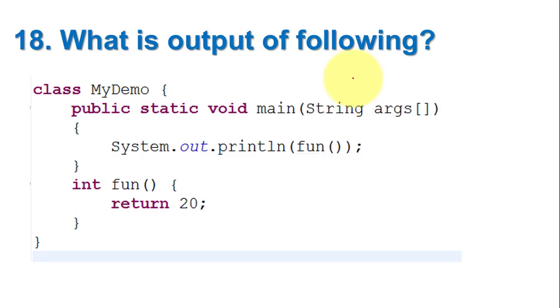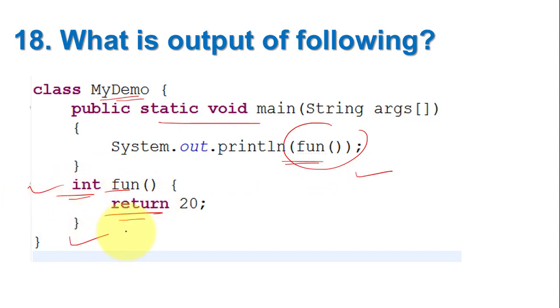Question 18. Let's find the output of the following program. A class named MyDemo has a main method, and you are calling a function fun in println. Seems correct. Now you need the function fun. Here they have made a function fun with int return type, returning 20. Seems correct. The only problem is that this method is not static, and the main method is always static. Remember, static methods are created before any object is created.